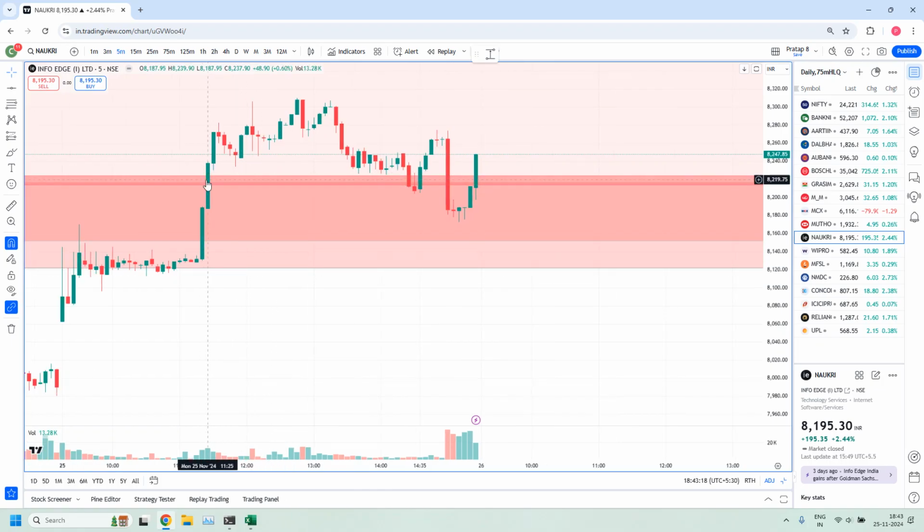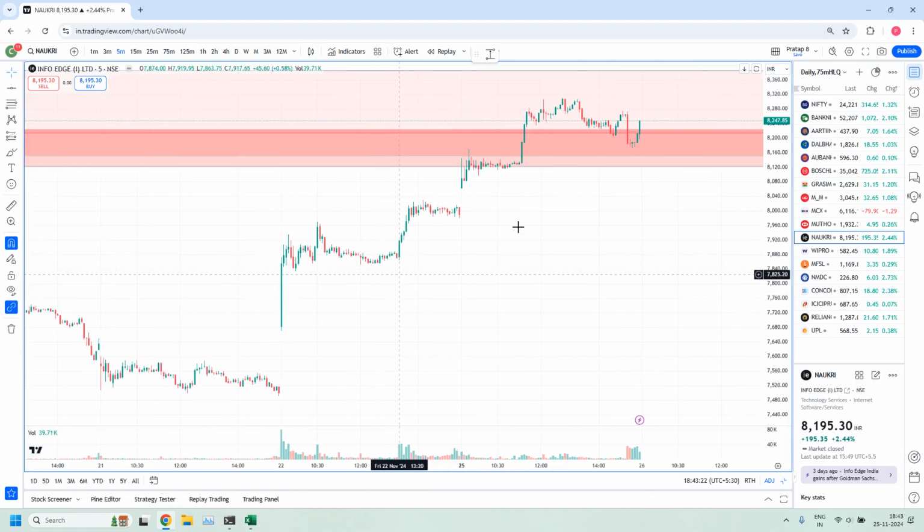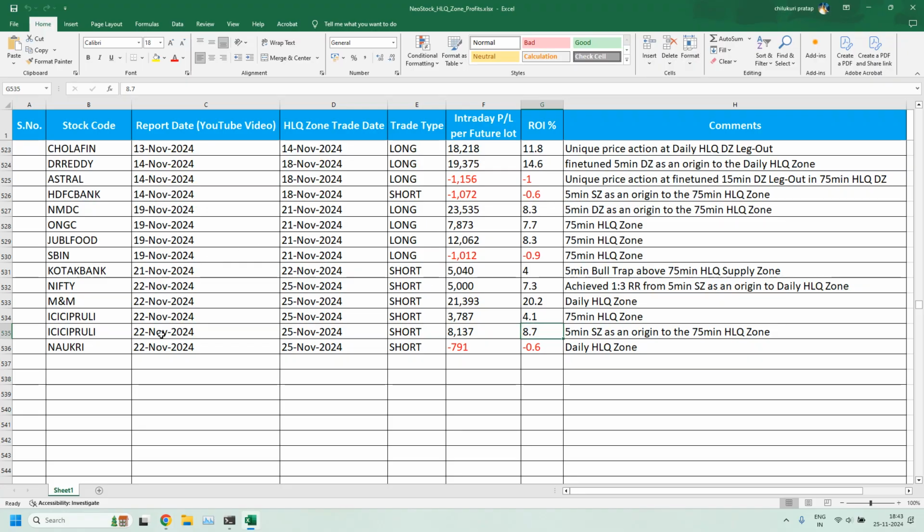This is the first time it entered into the zone, and the zone is violated. The prices are within the zone only. But this fine-tuned 5 minute zone as a horizon to this 75 minute zone is violated. So that way Naukri has given a 791 rupees loss, which is a minus 0.6% ROI. The negative ROI is 0.6%. Very small.